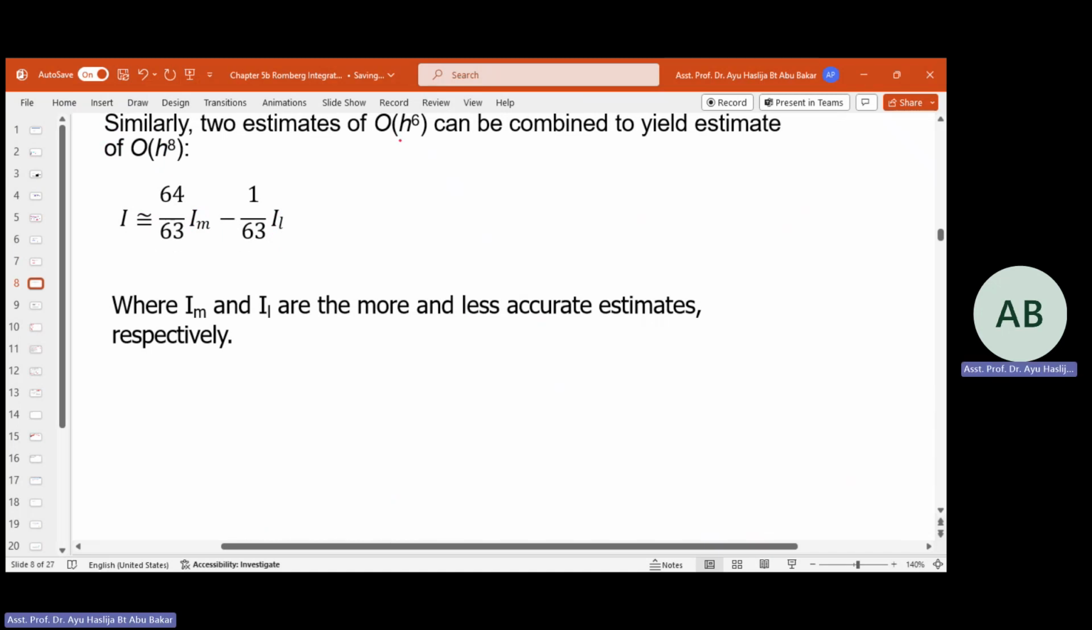Combining from O(h^6) just now, you will get O(h^8). But up to your level, usually the question I will ask up to O(h^6) only.